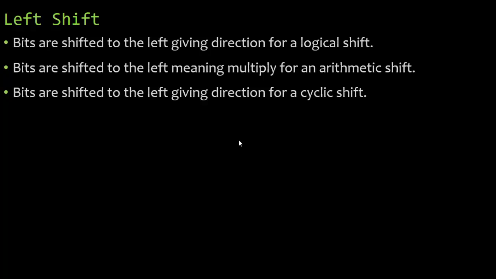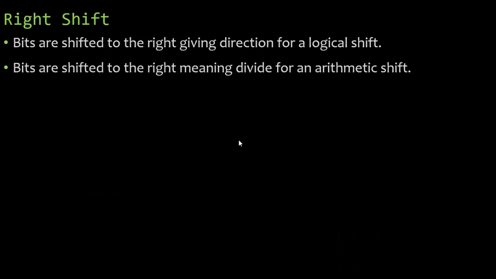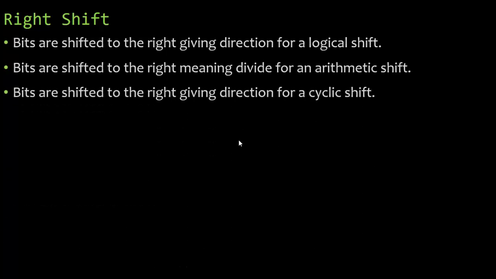Bits can be shifted to the left, giving direction for a cyclic shift. So those are the various left shifts. Now, right shifts: they could be shifted to the right, giving a direction for a logical shift. They can be shifted to the right, meaning we are going to divide, for an arithmetic shift. They can also shift to the right, giving a direction for a cyclic shift.